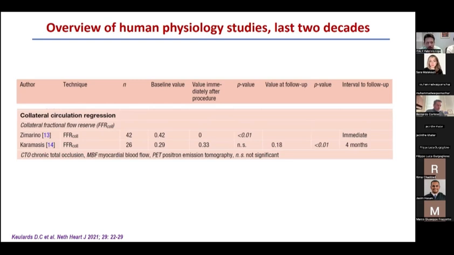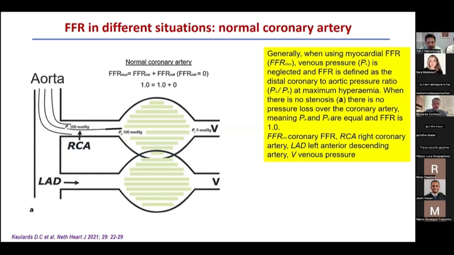In terms of collateral fractional flow reserve, clearly we have a decrease of collateral flow because we have a regression over time of the collateral vessel. So we pass from 0.40 to 0, or 0.18 in 4 months, because we have a passivization, a regression of the collateral vessel. We can represent this graphically.